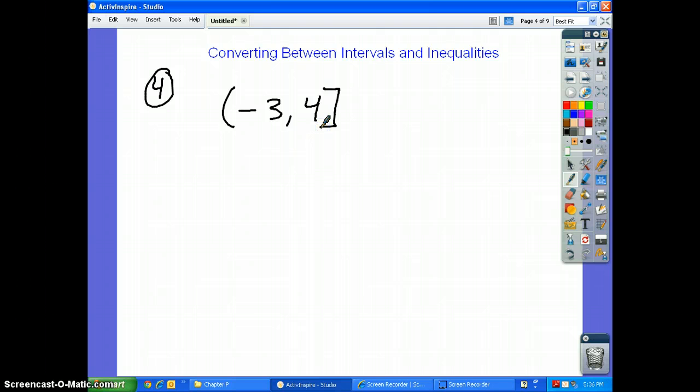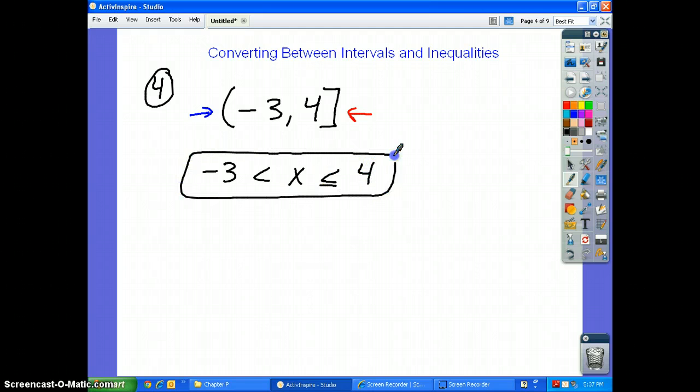So to write this as an inequality, because there is a parenthesis here and there is a bracket here, this lets me know that my inequality should be written with a less than symbol because of the parenthesis. You can use any variable. I'm going to use the variable x, less than or equal to 4. This happens to be my inequality. So I just transferred from interval notation to inequality notation.